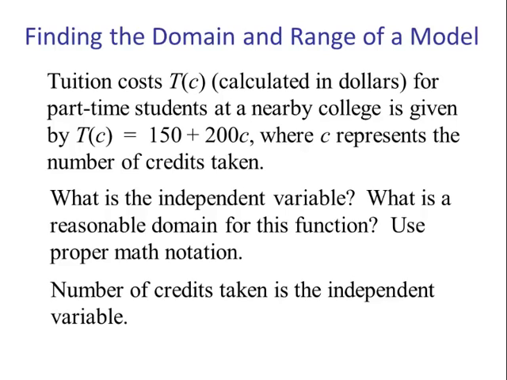The independent variable is the number of credits taken. A reasonable domain for this function would have to be a value larger than 0, because if you're taking 0 credit hours, you're not going to be considered a student. But at the same time it has to be less than 12, because at 12 credit hours you're considered full-time, and here we want part-time students. So the reasonable domain would be the number of credits C greater than or equal to 1 and at the same time less than or equal to 11. So all discrete numbers between 1 and 11 inclusive.